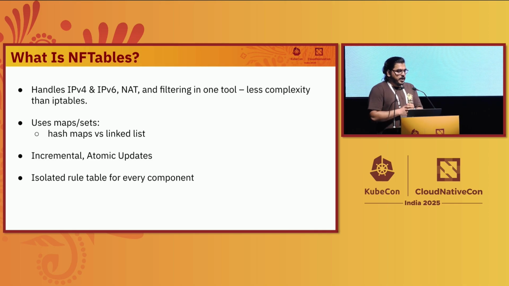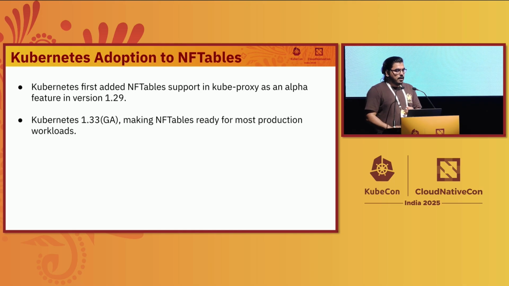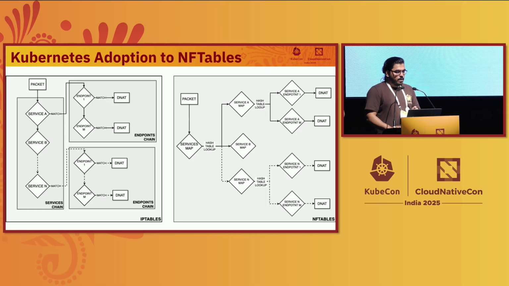Then, as nftables supports multiple tables, there's a concept of tables, and all the networking components can have their own isolated tables to program the rules. The alpha support was added in 1.29, and in 1.33 it went GA.